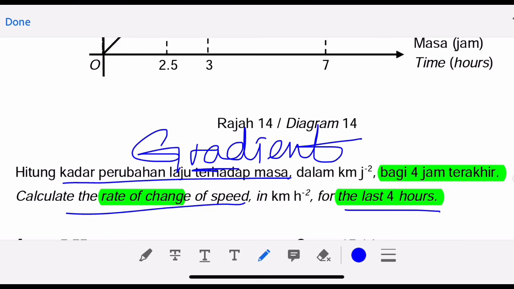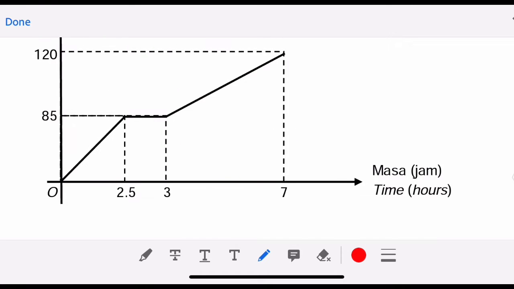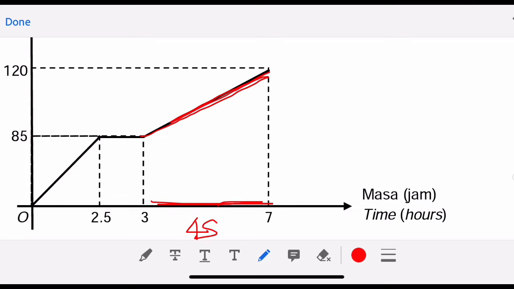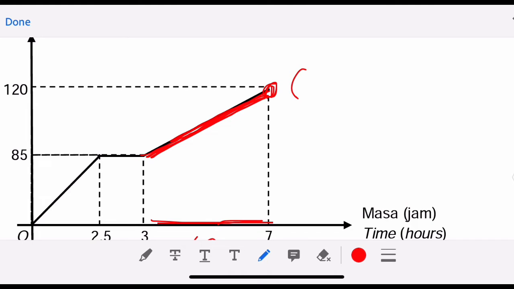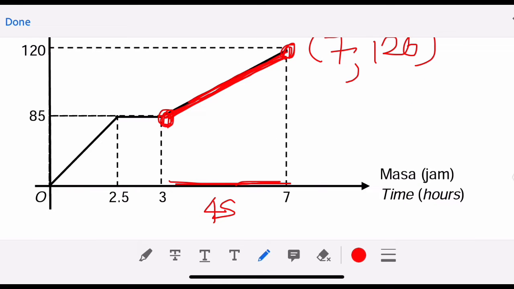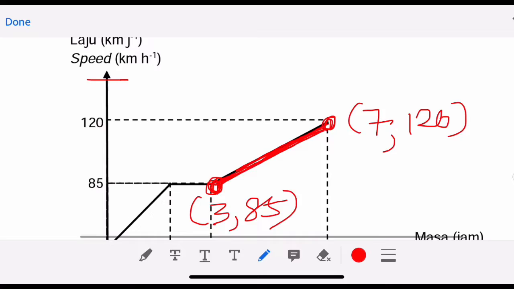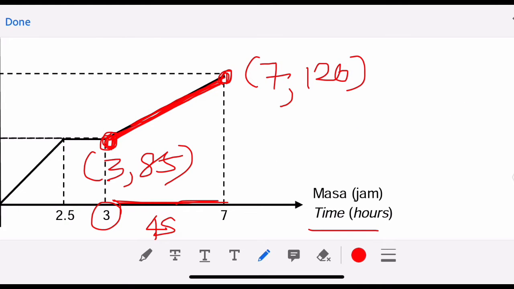So the last 4 hours, where is it? Let's highlight which part of the line is the last 4 hours. Here, right? The last 4 hours. So you should highlight the line. Oh, I'm going to find the gradient for this line. Okay, you want to find the gradient. What you need is x and y, isn't it? The same concept applies. Rate means gradient. Read the x here. Here 85. But we don't say x because this is time, right? This is speed. So when you find the gradient for this line, it means the speed.